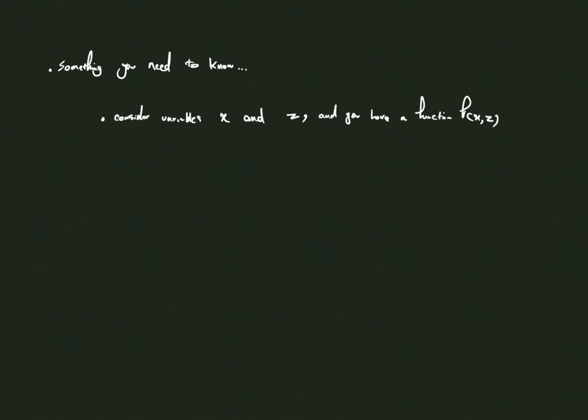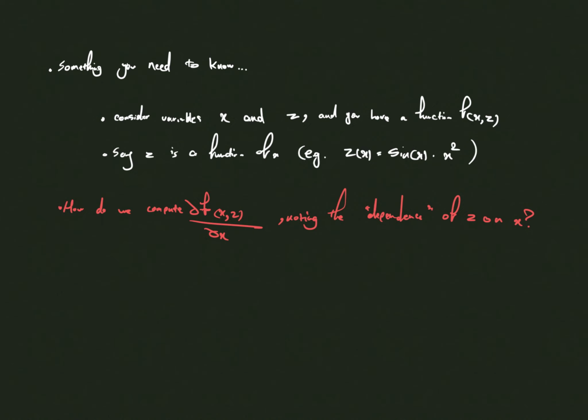Consider you have variables x and z, and imagine that you have a function f which takes as its arguments x and z. Now say that z itself is a function of x, for example z being sine of x times x squared. Now a question that is related to the concept that we want to review is, if you want to find the partial derivative of f with respect to x, noting the dependence of z on x given that z is a function of x, how and what would be the form of this?